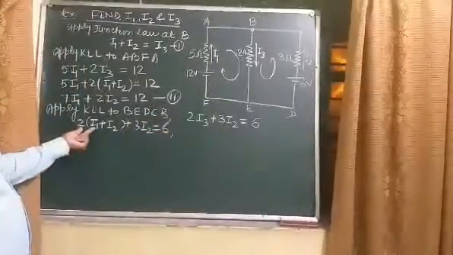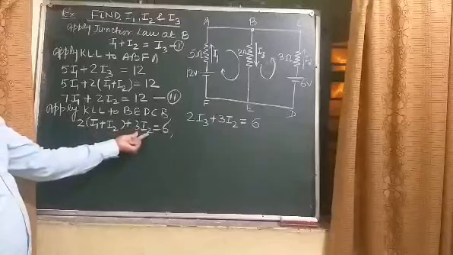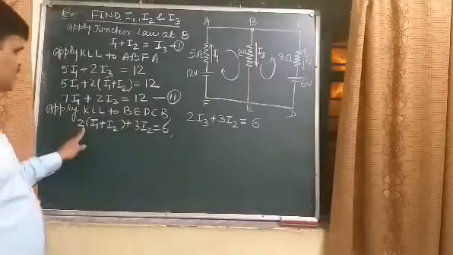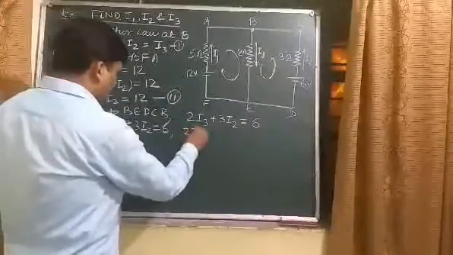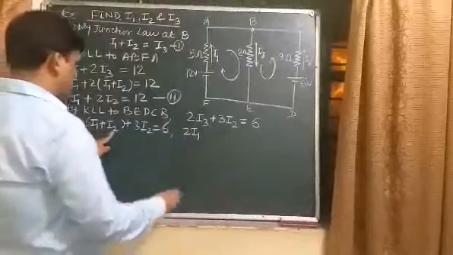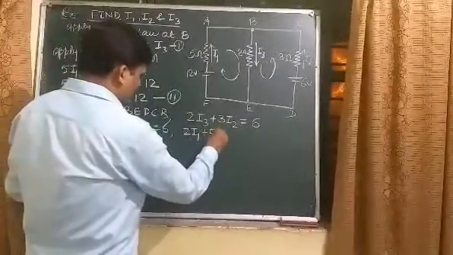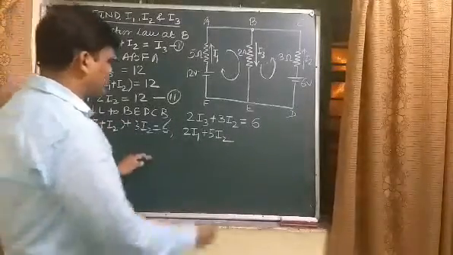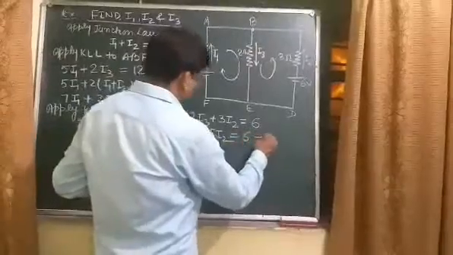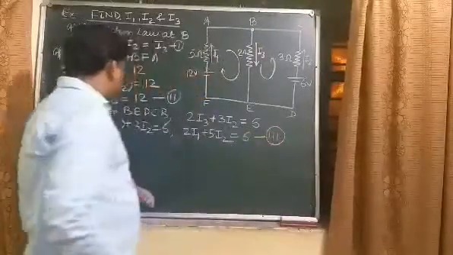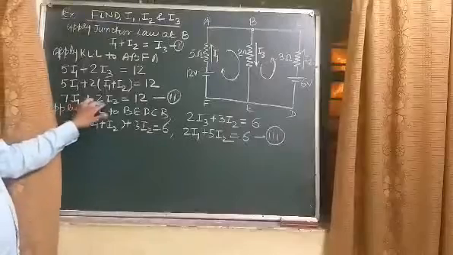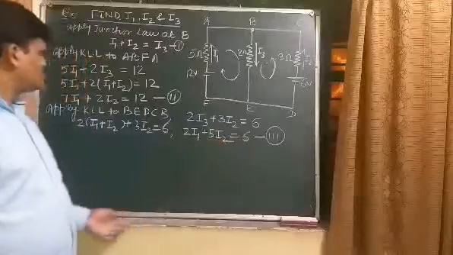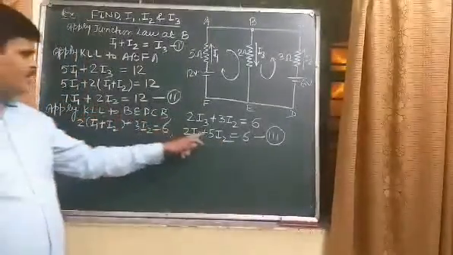And student, 2 I1 plus 2 I2, here 3 I2. So 2 I2 and 3 I2 is 5 I2, and here 2 I1 plus 5 I2 equal to 6, and this is equation 3. And students, see here 7 I1, 2 I2, 12. Here 2 I1, 5 I2.